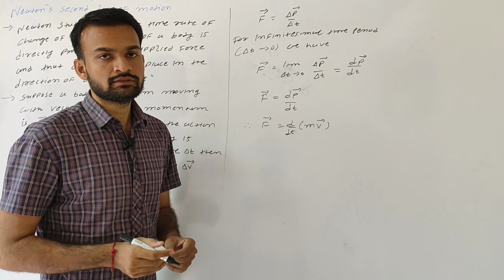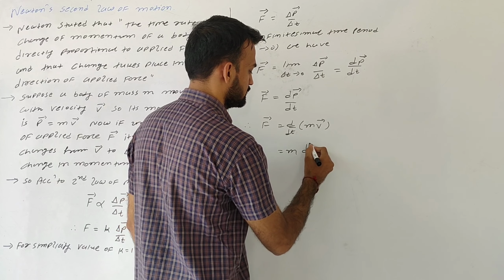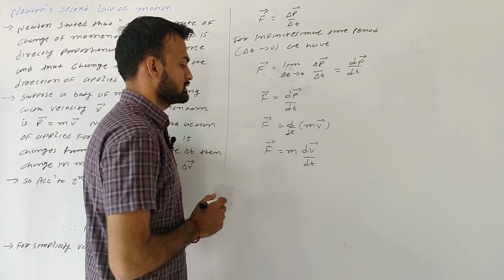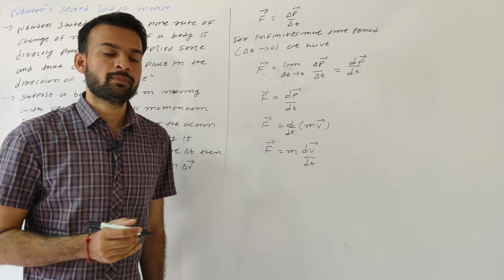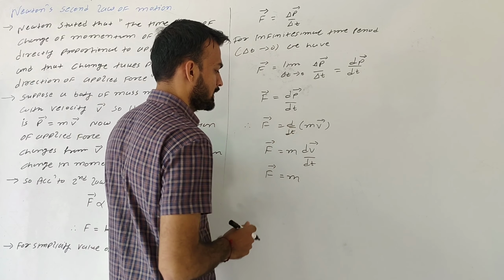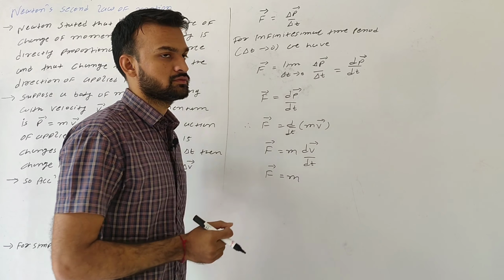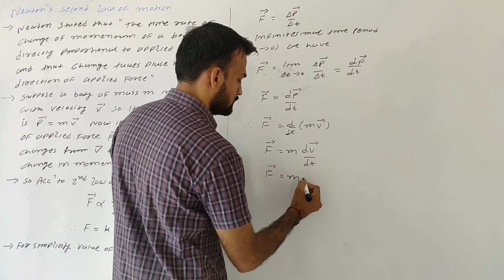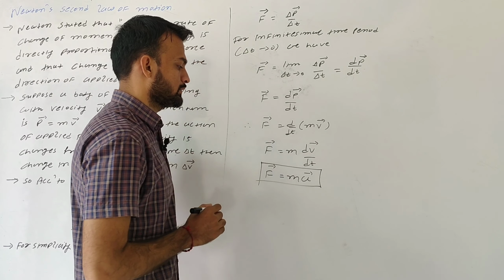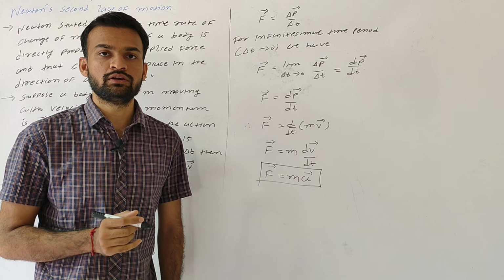Okay, here you can see that we have to differentiate this term. So in this term mass is constant, so m remains as it is and dv by dt. So F is equal to m dv by dt. We know that differentiation of velocity with respect to time gives us acceleration a. So we have the result of second law of motion, which is F is equal to ma over here.